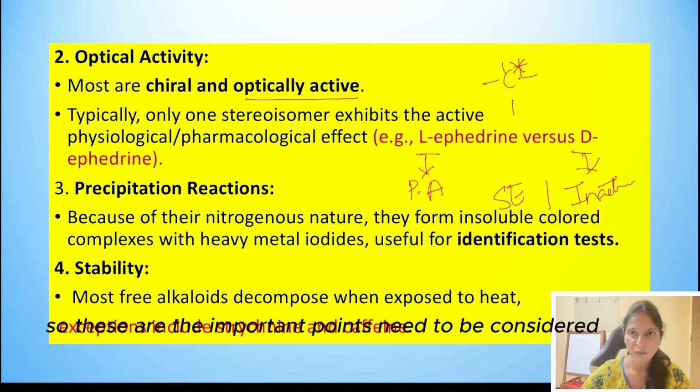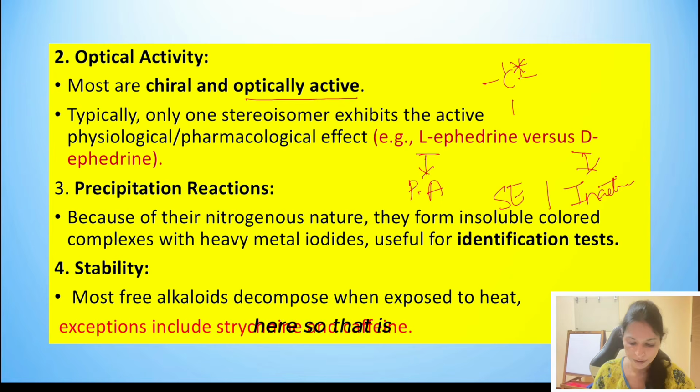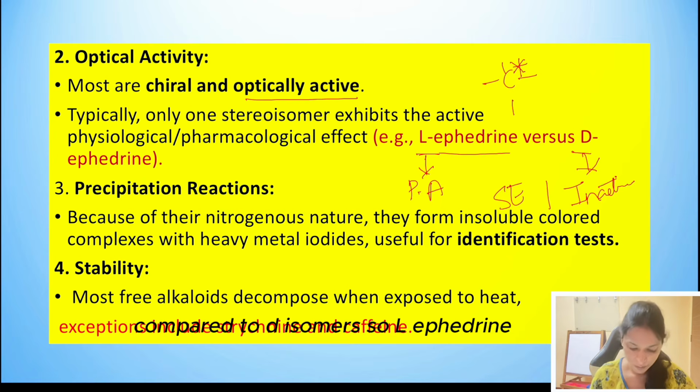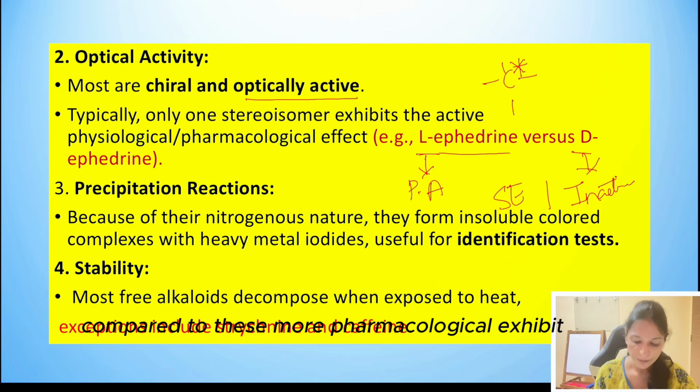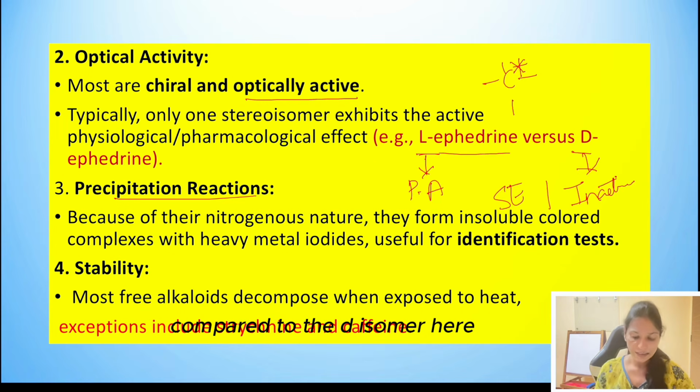So these are the important points to be considered when we talk about the optical activity of alkaloids. L isomers are more active pharmacologically compared to D isomers. For example, L-ephedrine is known to exhibit more pharmacological activity compared to the D isomer.